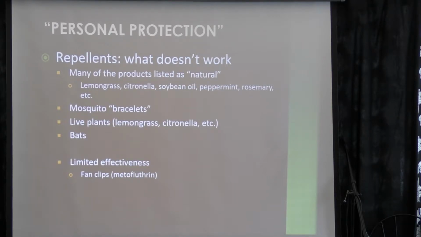So oil of lemon eucalyptus is effective, but not as effective as something like DEET or picaridin. But lemongrass, citronella, peppermint, rosemary, all that natural stuff, it might smell really good. It is not going to impact whether mosquitoes bite you or not. Also, that meme that's going around on Facebook where they say you just have to put a pot of lemongrass on your porch and then you won't get mosquitoes is not true at all.